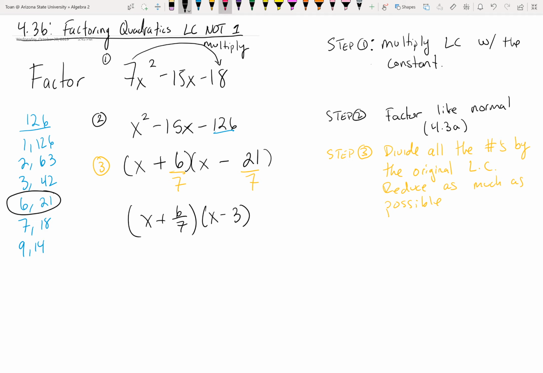Now the last step, again, I'm going to color code this. Let's see if this will show. Okay, that's a good color. Step 4.